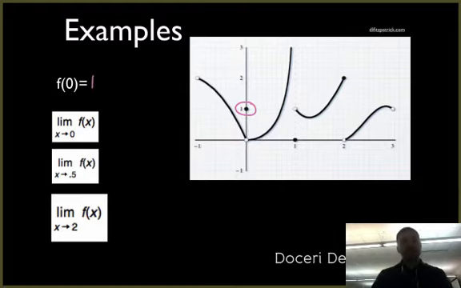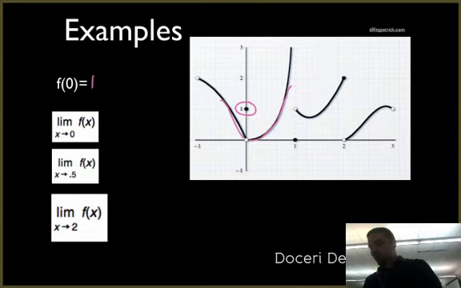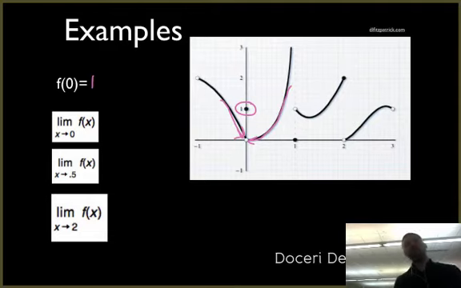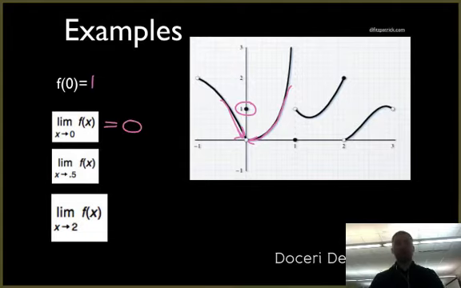Now the limit as x approaches 0 of that function, well, that's where I'm going to come in from the left-hand side of the graph. I'll come in from the right-hand side of the graph. And notice that both sides get really close to 0. So we say the limit of the function as x gets really close to 0 is 0, because the graph is approaching 0 at those points.